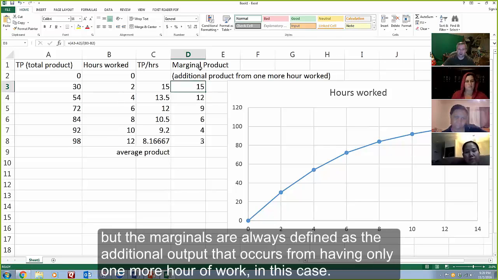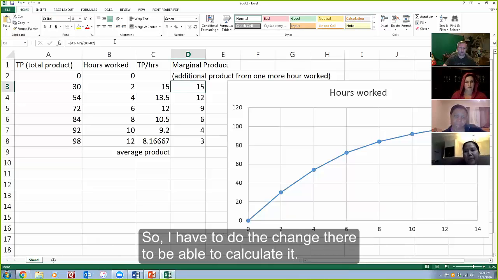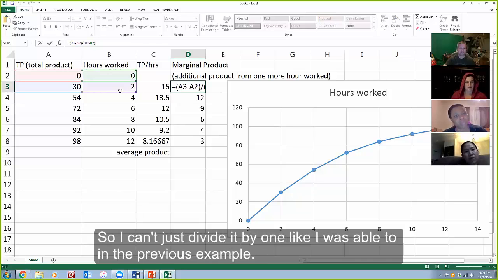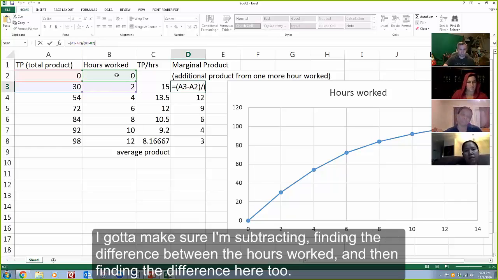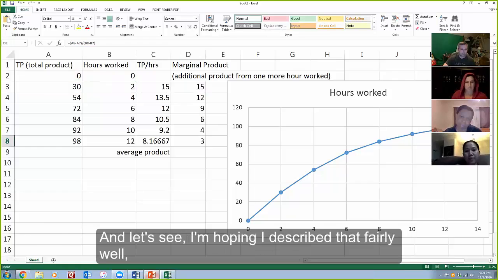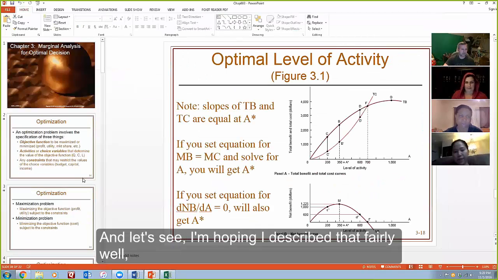But the marginals are always defined as the additional output that occurs from having only 1 more hour of work in this case. So I have to do the change there to be able to calculate it. So I can't just divide it by 1 like I was able to in the previous example. I got to make sure I'm subtracting, finding the difference between the hours worked and then finding the difference here too. And let's see, I'm hoping I described that fairly well.